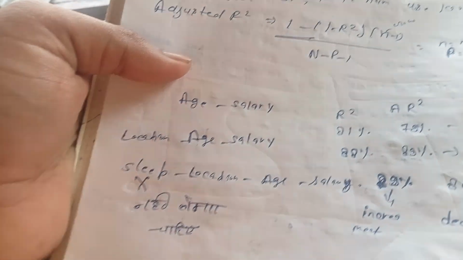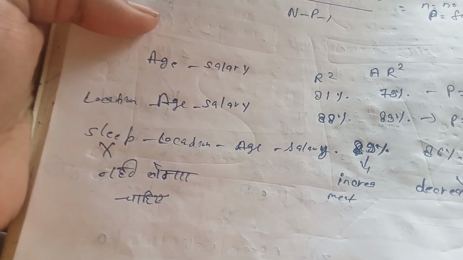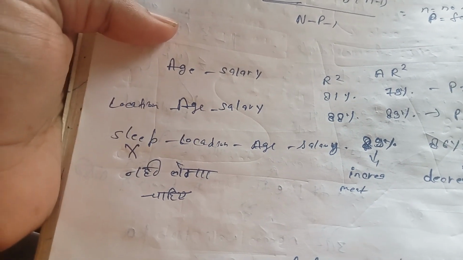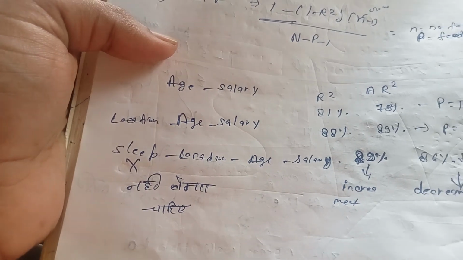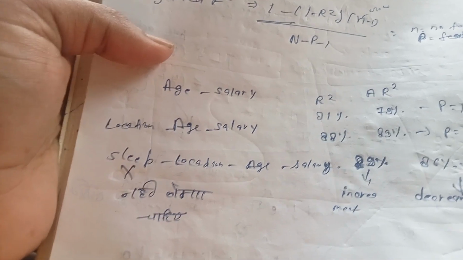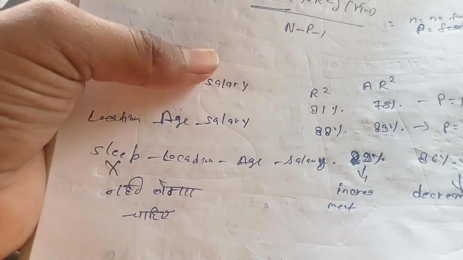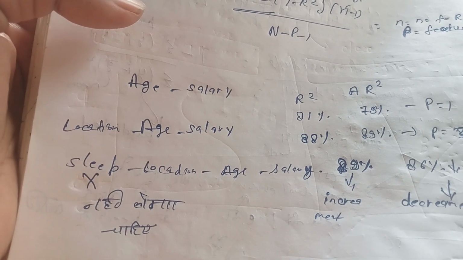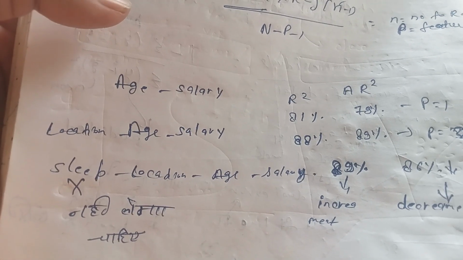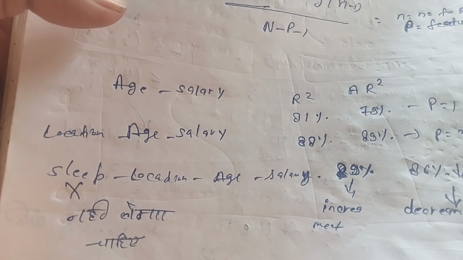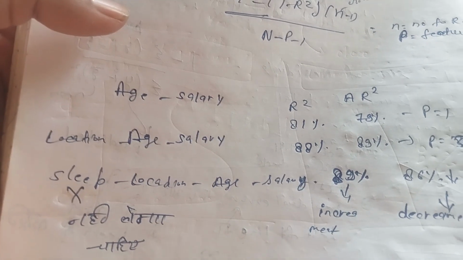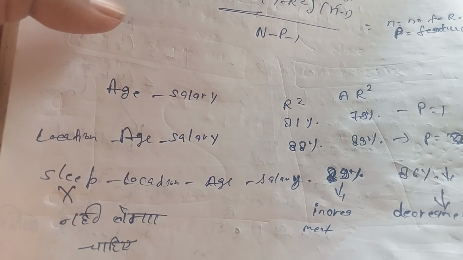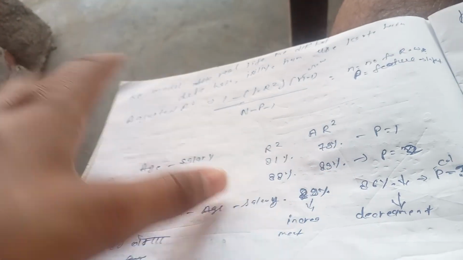And this is how you can see the values increase: age, salary, location. If you add the column sleeve, then we get more accuracy, but it is not correlated. Whenever we are solving a linear regression problem, we always have to check the relationship, like R square and adjusted R square. If R square is 81 and adjusted R square is 79, then that's great. And here is also great.